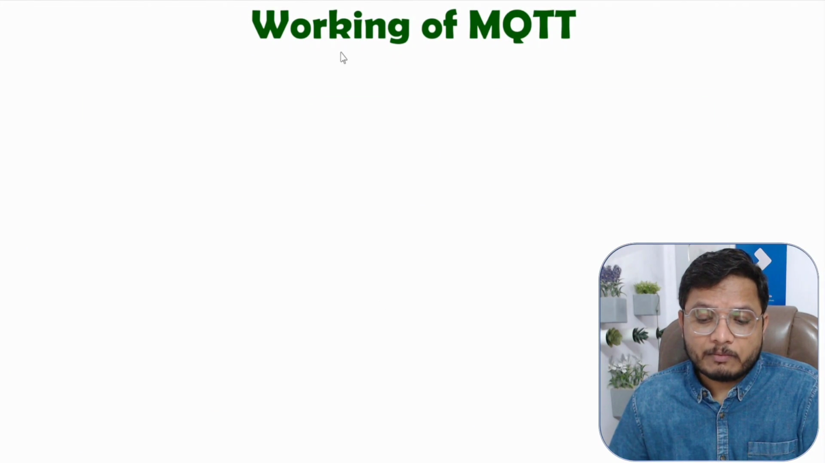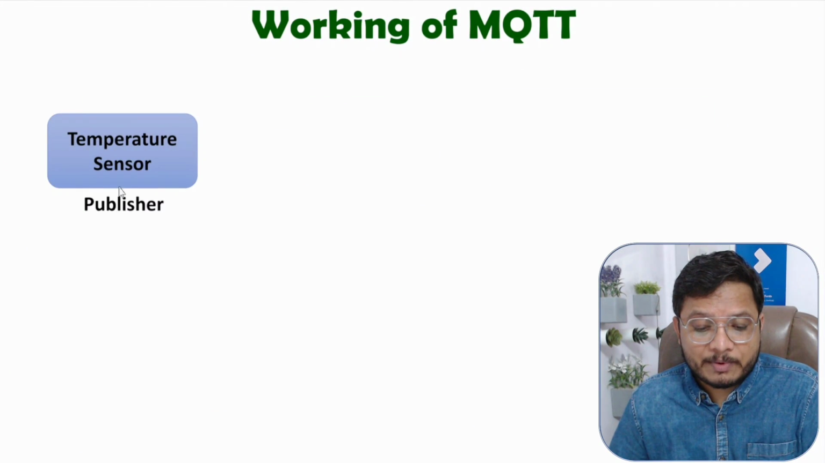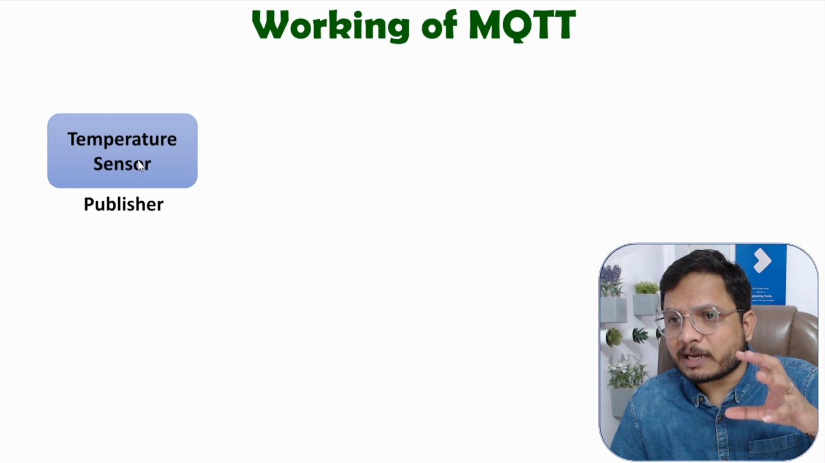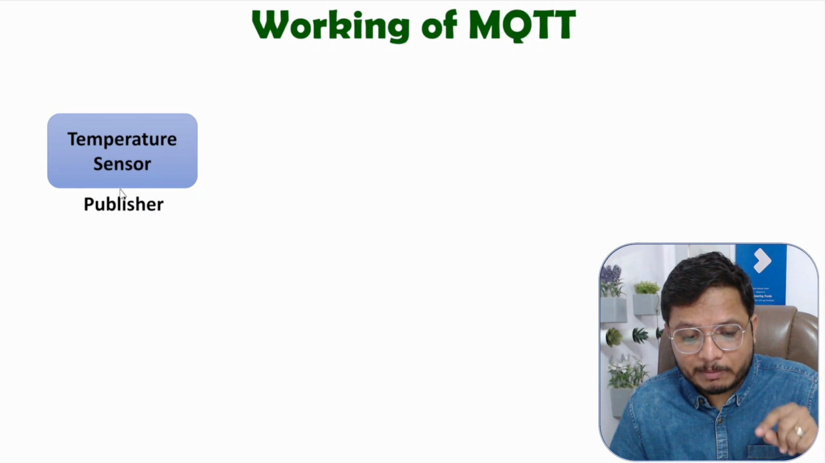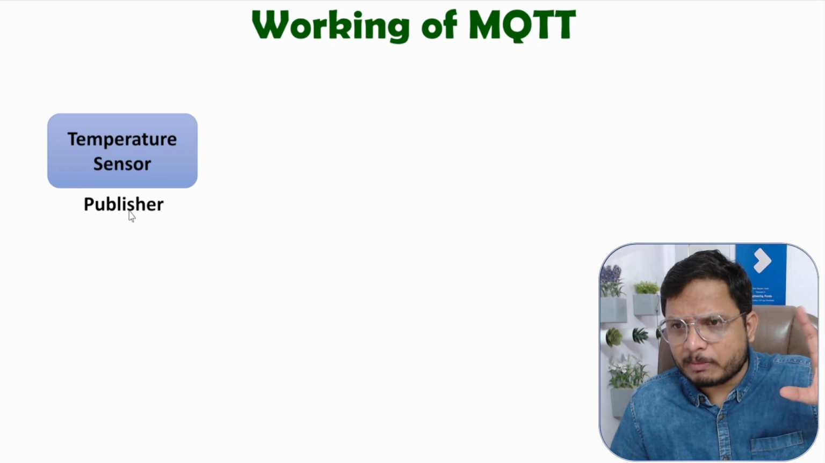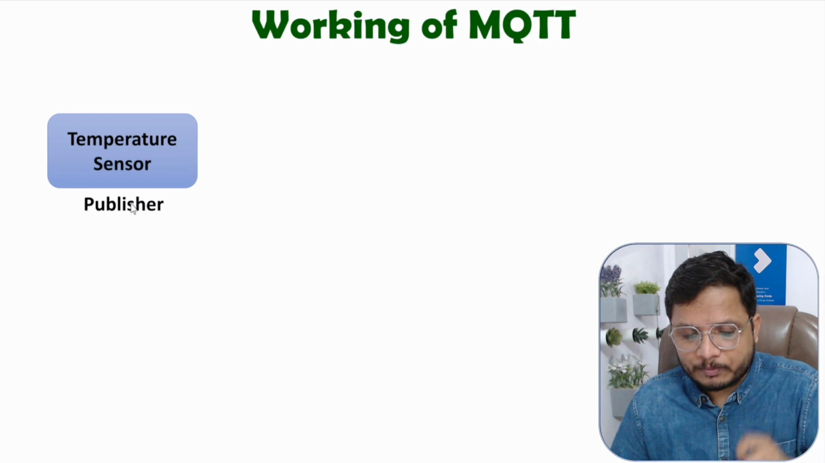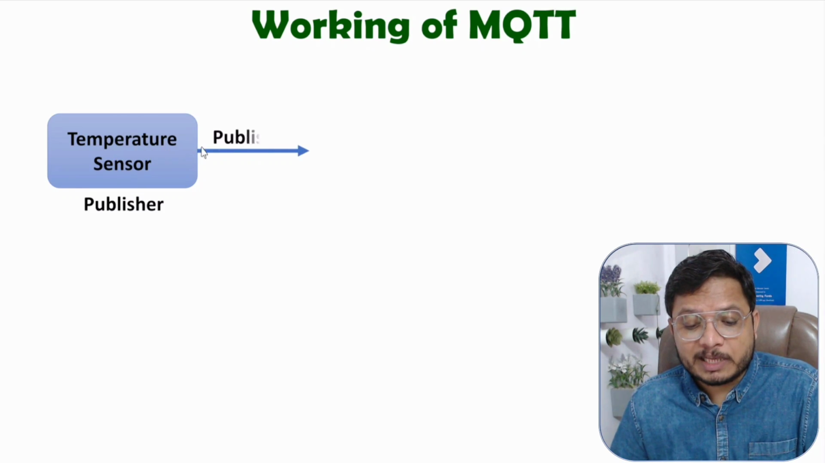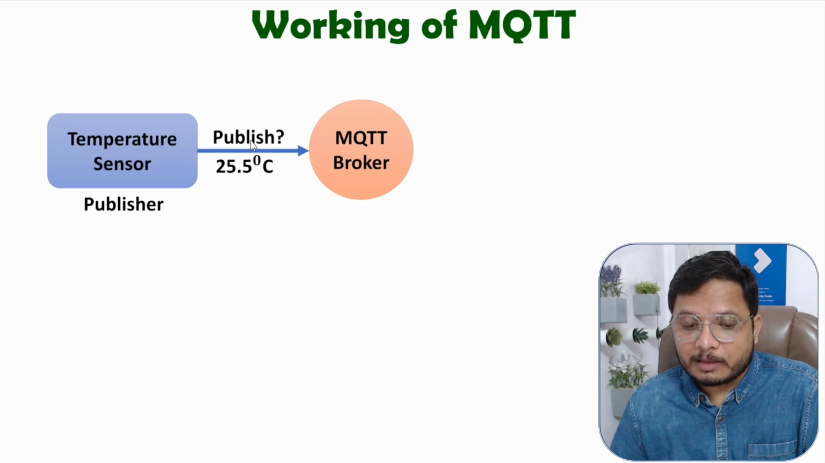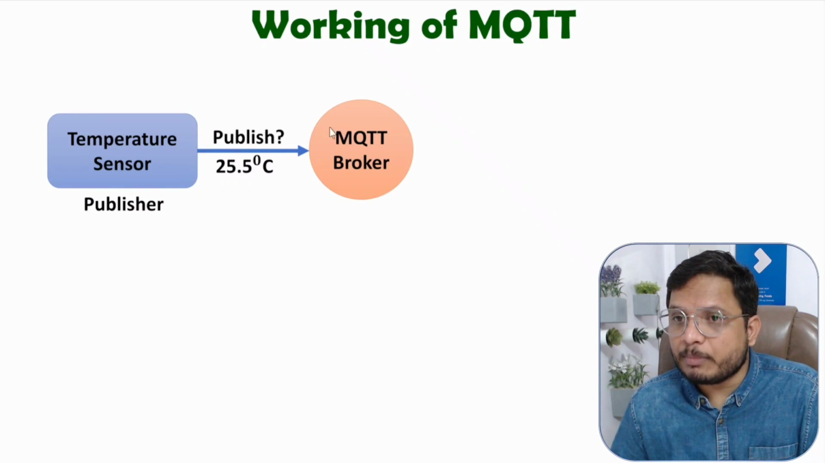See, in the working of the MQTT broker, here we have a publisher. Let us consider that it is a temperature sensor. See, publishers can be many. It is not like only one publisher is there, right? There can be so many publishers. Here I am just showing you one. This publisher is publishing one topic. Now that topic is given to the MQTT broker.